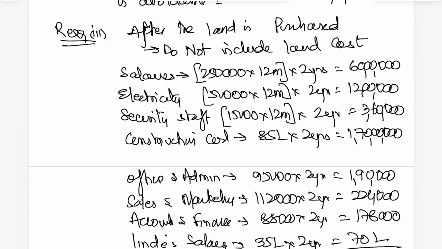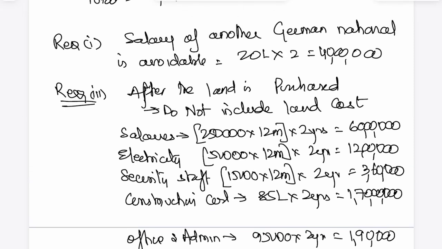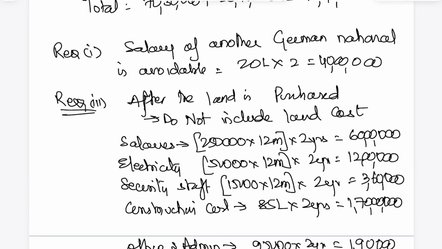वो रिक्वायरमेंट 1 का आंसर लिख लिया ना, अवॉइडेबल कॉस्ट नहीं लिखे, ये रहा बेटा. सैलरी ऑफ अनदर जर्मन नेशनल इज अवॉइडेबल. अभी और क्या बचे सो है. व्हाट विल बी आउट ऑफ पॉकेट एक्सपेंसेस इंकर्ड इन रीलोकेशन ऑफ हेड ऑफिस टू मनेसर. ठीक है.